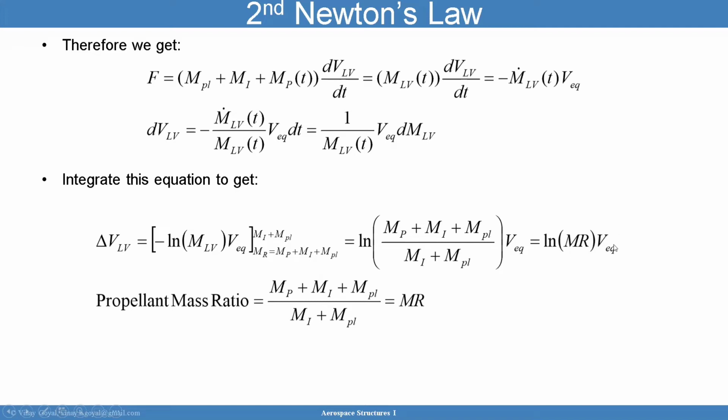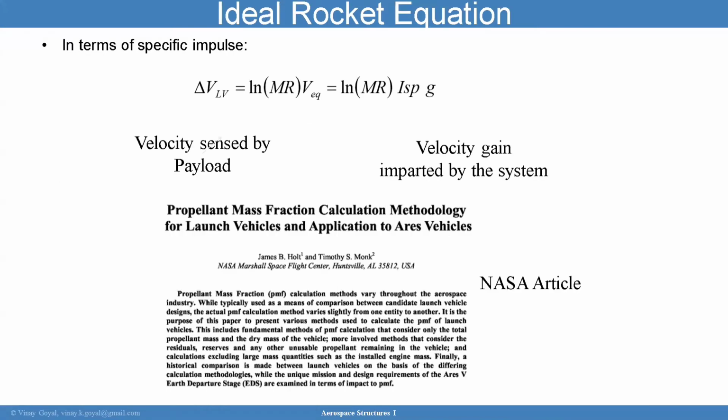So very interesting ideas here. Notice how I definitely need a lot of propellant mass to make this work and achieve the right orbit. So right there, that's the rocket equation. That's called the rocket equation. I am also showing it here in terms of specific impulse: the change in launch vehicle velocity equals the natural log of the propellant mass ratio times the equivalent velocity. And remember how the equivalent velocity was the Isp times g.